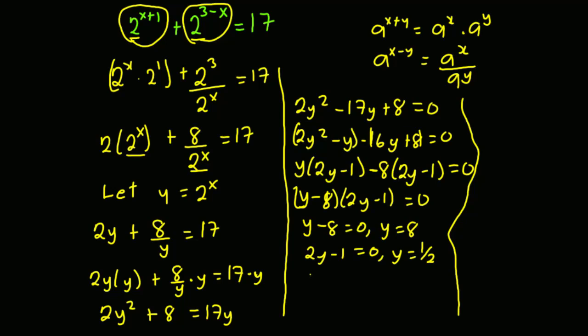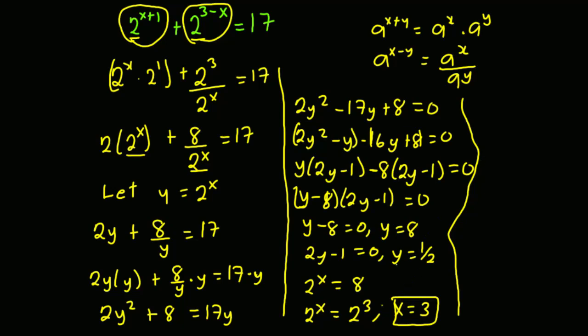If y is equal to 8, we can say that 2 exponent x is equal to 8. What we are going to do here is change 8 to have a base of 2, and 8 in a base of 2 is 2 exponent 3. So you can say that 2 exponent x is equal to 2 exponent 3. Since you have the same base, we can say that x is equal to 3. So this is one of the values of x.